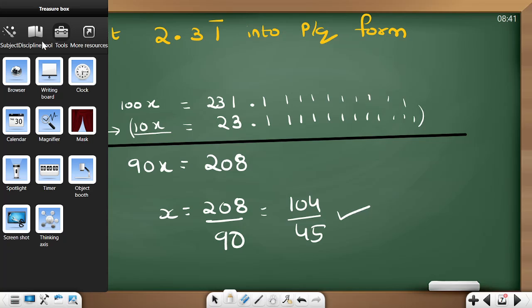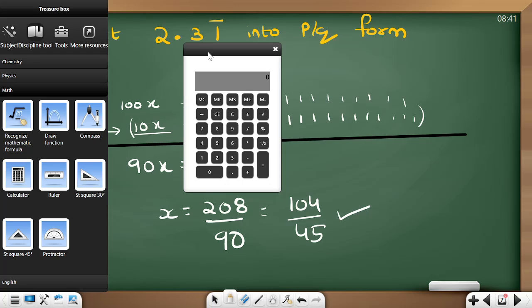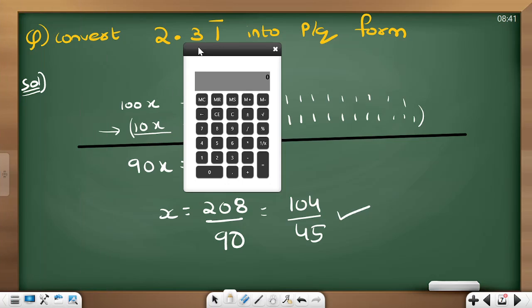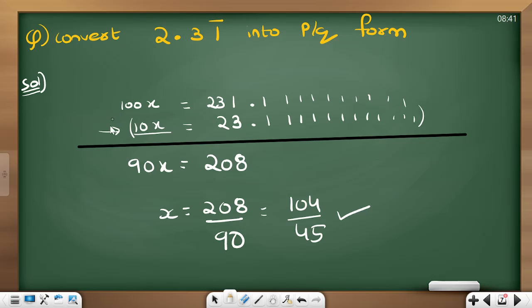If you want, I can just show you. Take up the calculator, bring it over here, and now 104 divided by 45. See, 2.3111111, right? So we are successful in converting 2.31 bar into P by Q form.